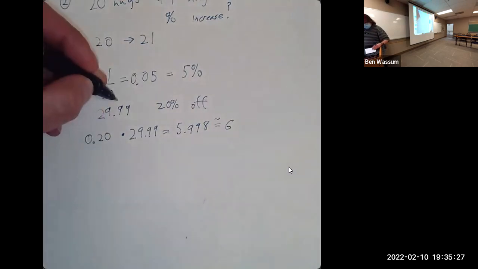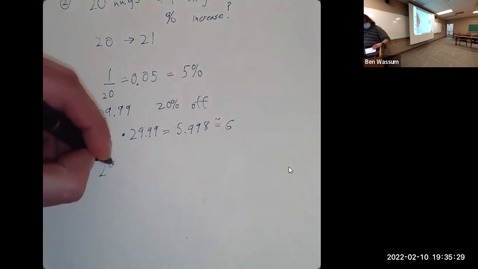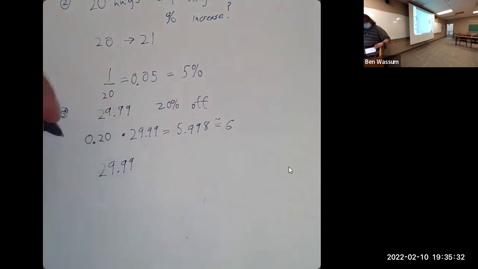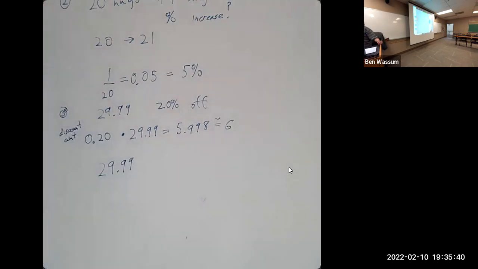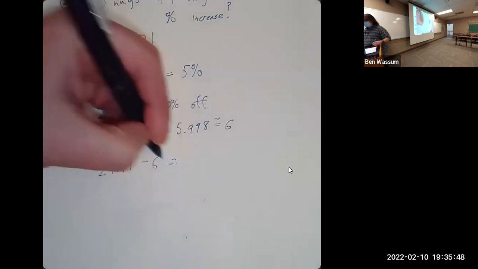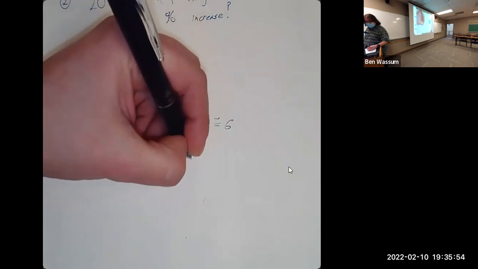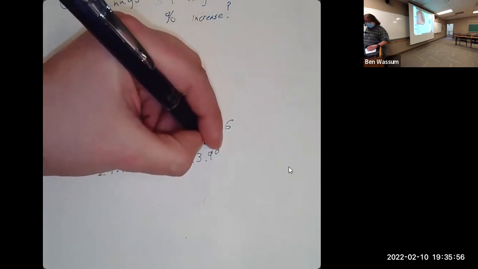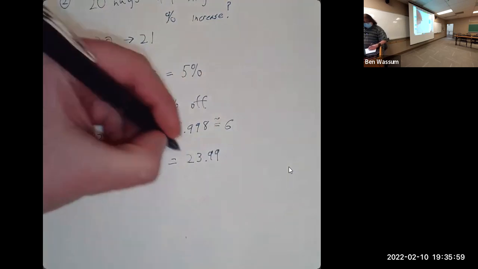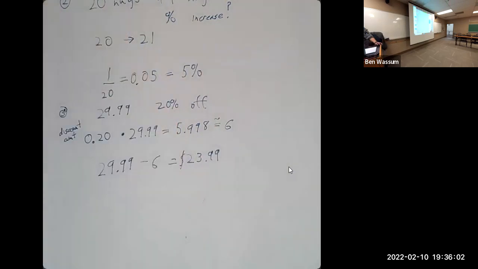So we figure out what our original amount is, because that's just the discount amount, right? I'm going to write that next to it. Discount amount. That's just our discount amount. We need to find our actual total, which is $29.99 minus that discount. So we get $23.99. That right there would be how much it costs being 20% off.